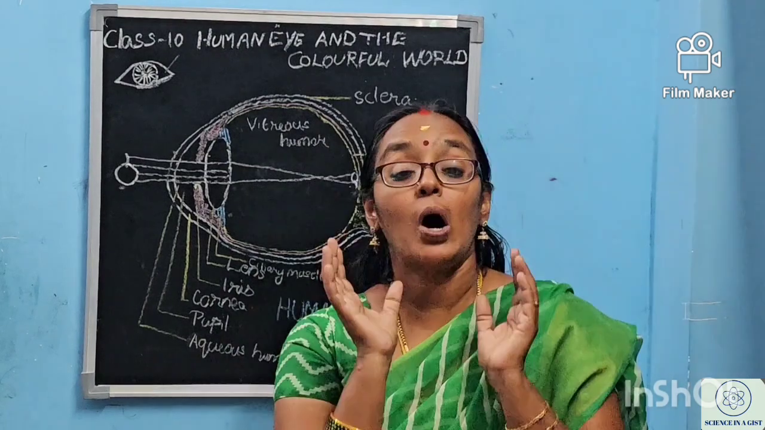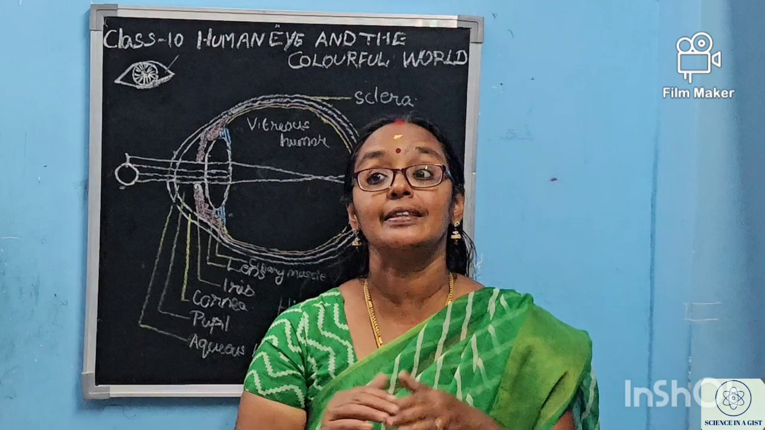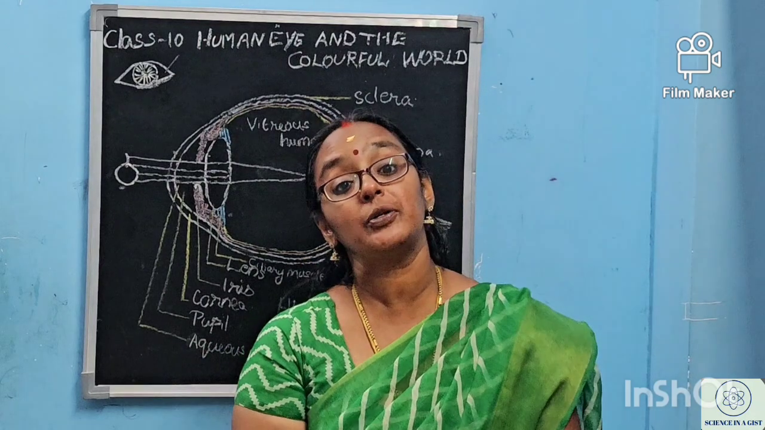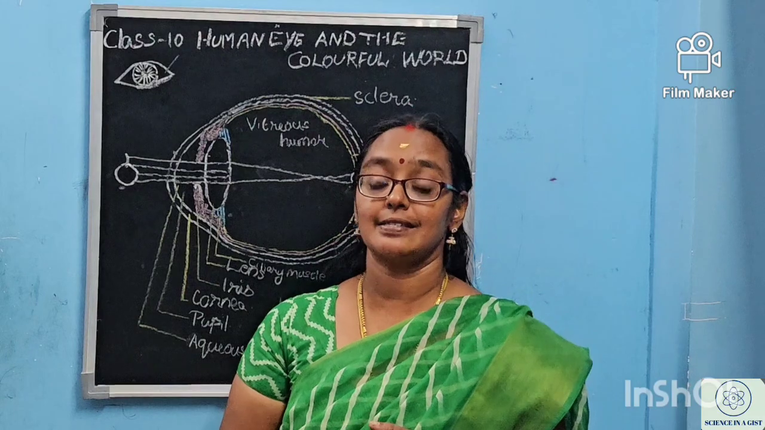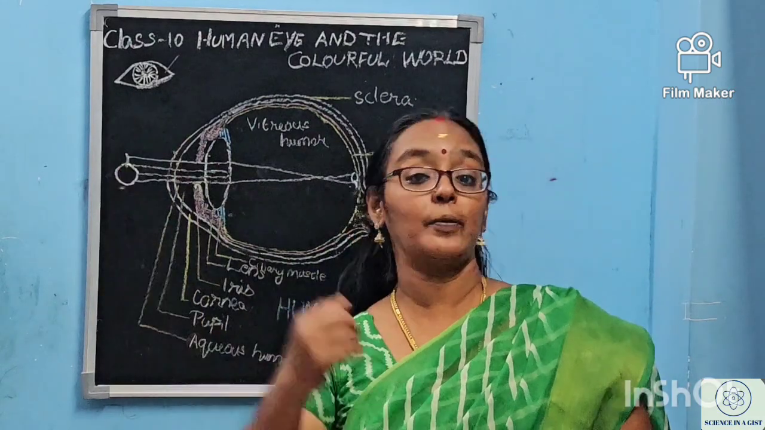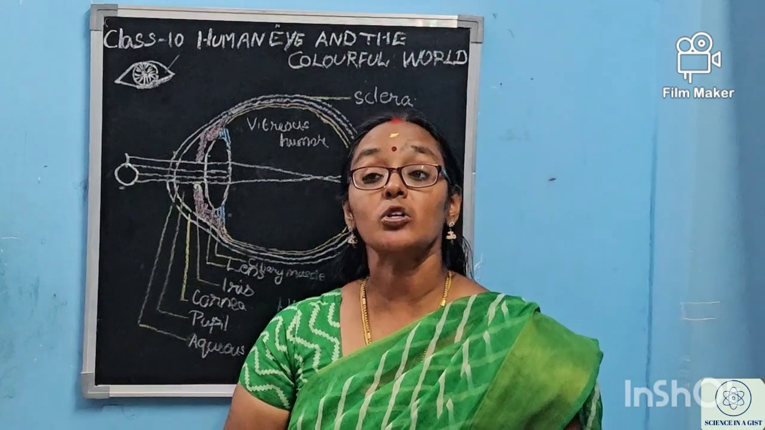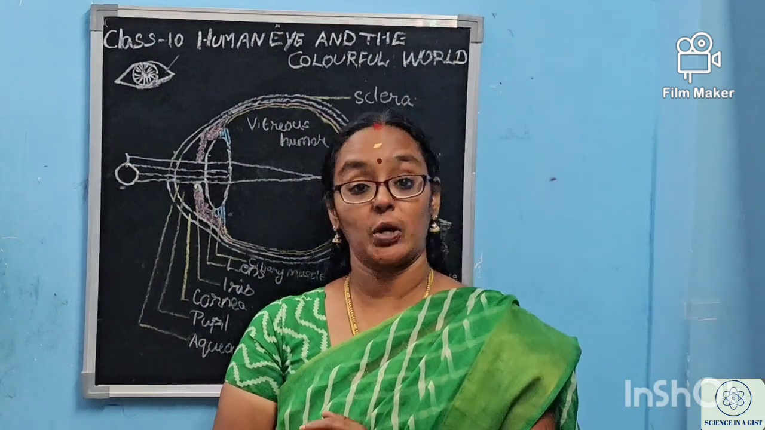Okay ma? How is the eye adjusted to see these things? The eyes are able to see the near point and the eyes are able to see the far point. How is it possible? Because of the power of accommodation of the eye.